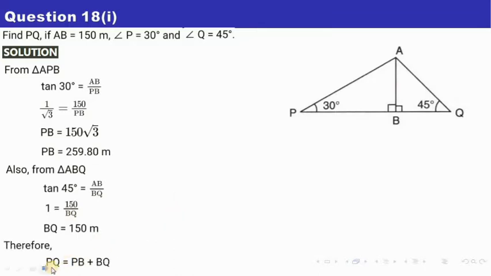So we have PQ equals PB plus BQ. As I said, PB plus BQ gives you PQ. Put the value of PB, which is 259.80, and the value of BQ, which is 150. Add them up, and you will get your answer to be 409.80 meter. You may pause the video to note it down.